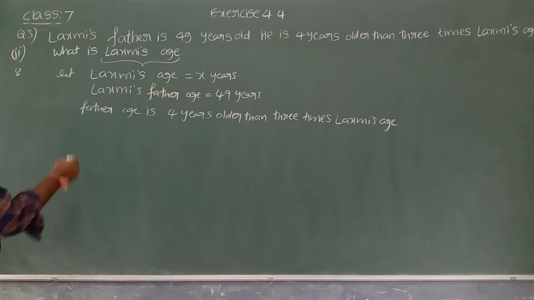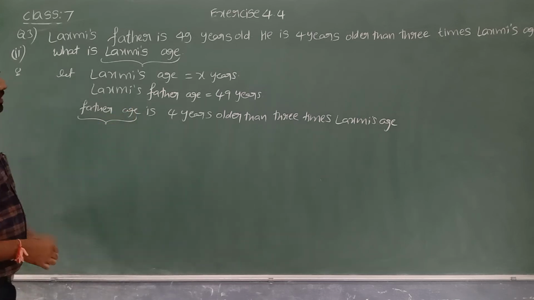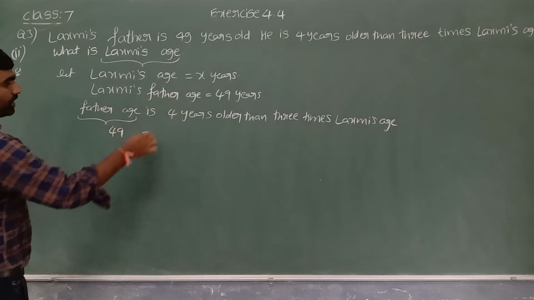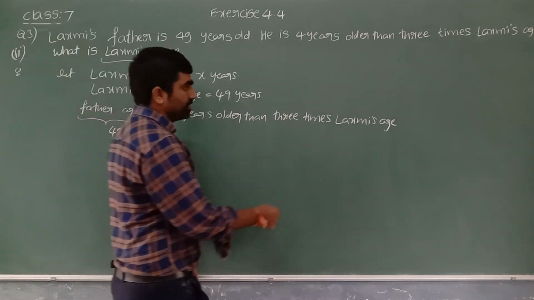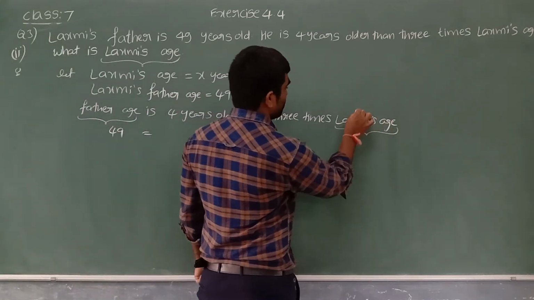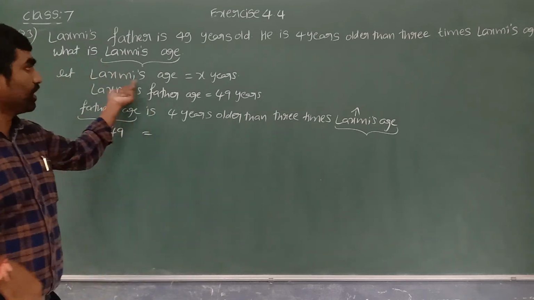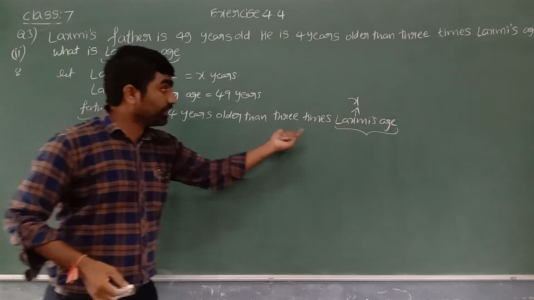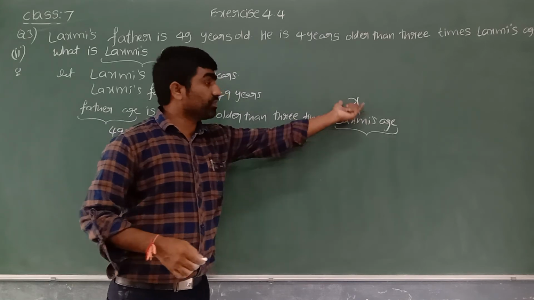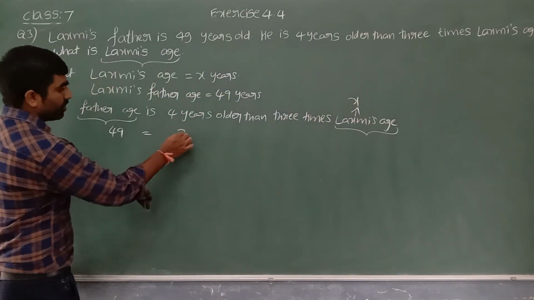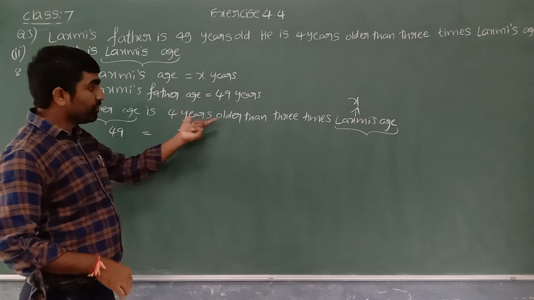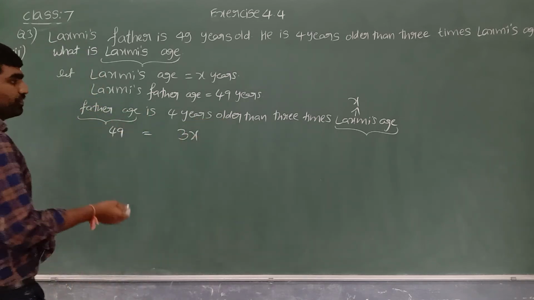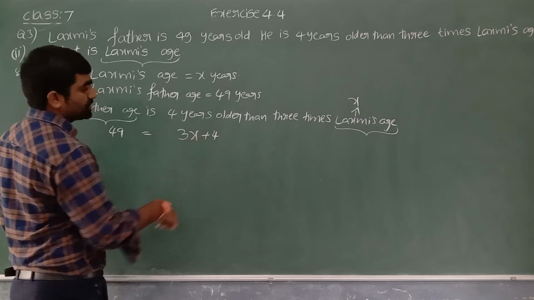Now father's age is, tell me, what is her father's age? 49 years. Here is nothing but equal. Then we come from backwards. Lakshmi's age is the unknown value, we took a variable x. 3 times of x we can write 3 into x, or simply 3x. 4 years older means plus 4, 4 years more.